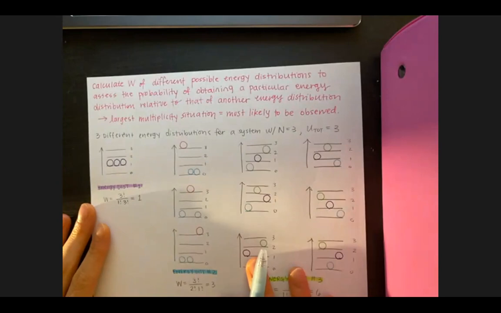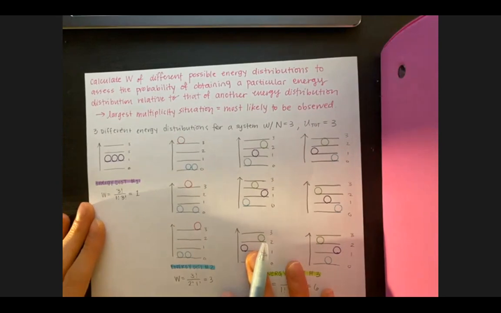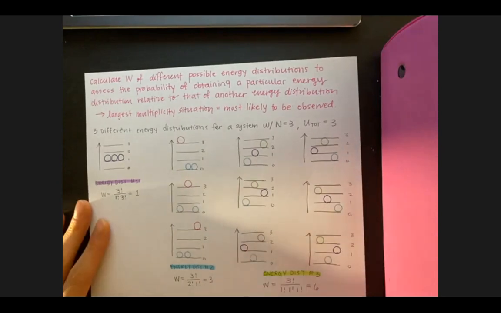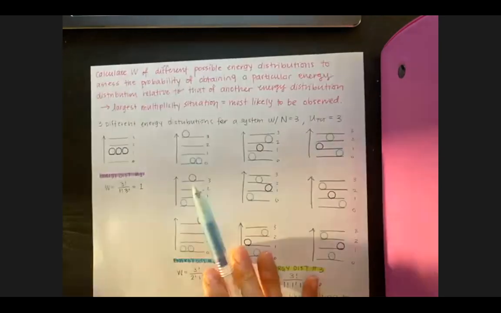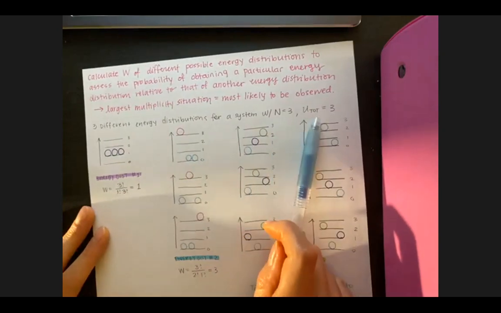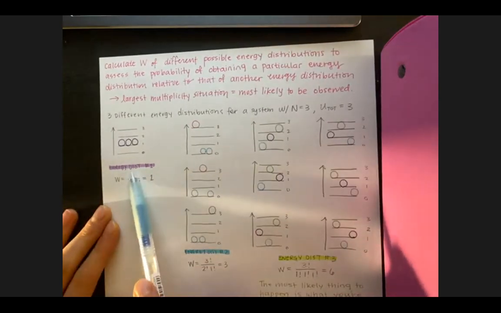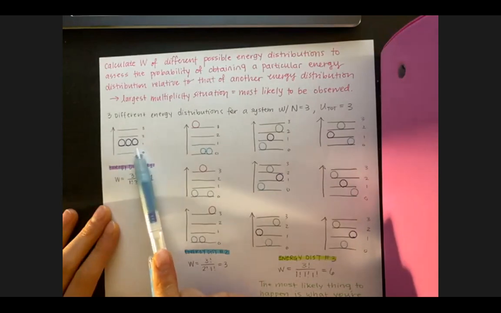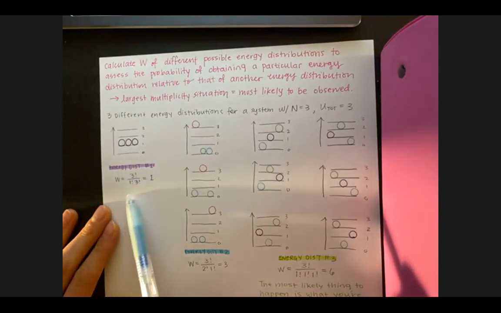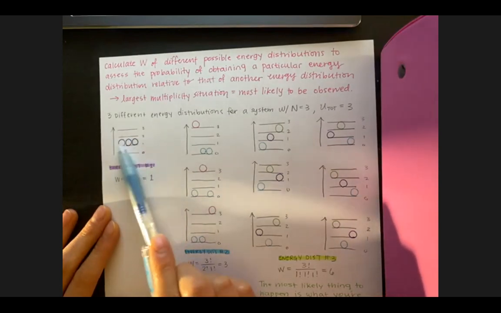So to calculate the multiplicity of different possible energy distributions to assess the probability of obtaining a particular energy distribution relative to that of another energy distribution, the largest multiplicity situation is going to be most likely what you're going to see. So here I've drawn 3 different energy distributions for a system with 3 total molecules and a total energy of 3. If we look at the first one here, we can have all 3 molecules in one energy level, and this is going to have a multiplicity of 1 because there's only one way to get this microstate.